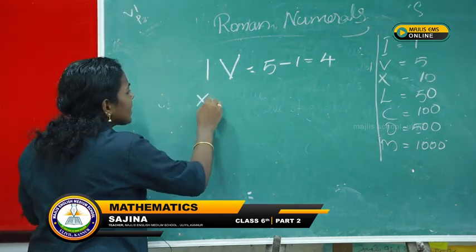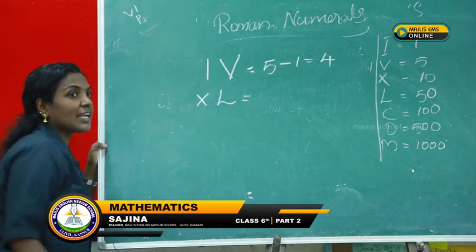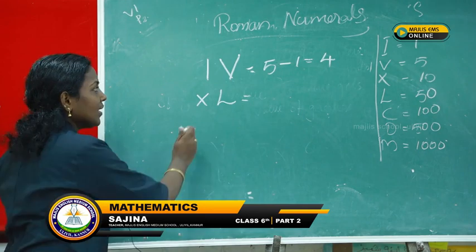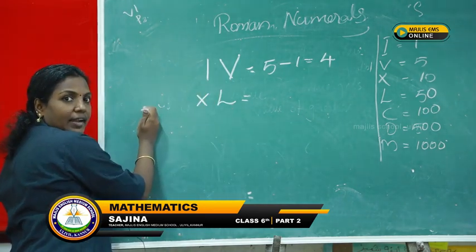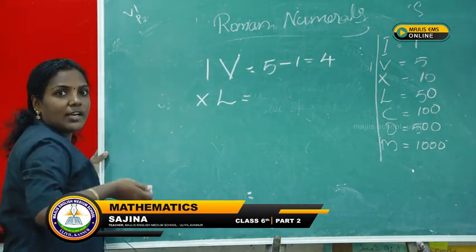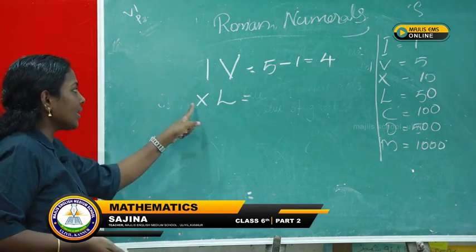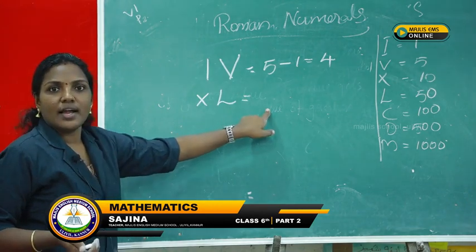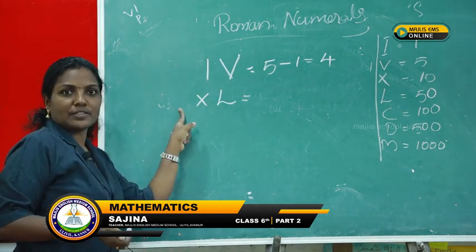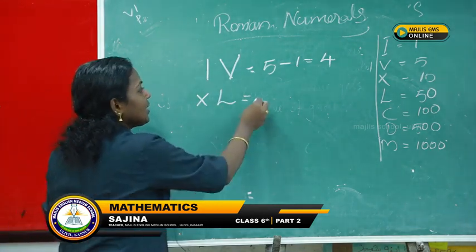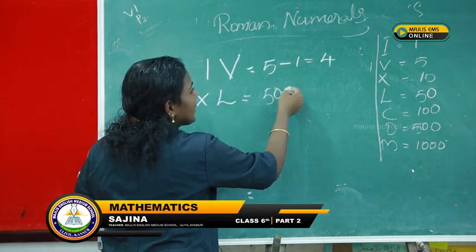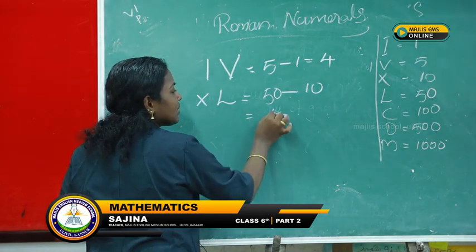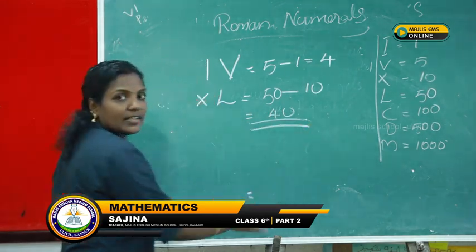Next, XL. Here which one is the greatest value? L. L is equal to 50. 50 is on the right side and X is on the left side. X, the smaller one, is on the left side. In our last property, if X is on the right side, we add it. Here X is on the left side. Therefore, we subtract it. That is 50 minus 10 is equal to 40.